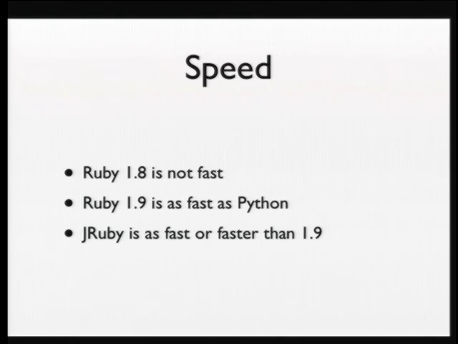Ruby 1.9, which is a bytecode-based engine, has a lot of performance improvements, and is now, by most measures, about as fast as running Python, which is at least as good. If you're used to using Python, you can get the same sort of performance out of Ruby. And JRuby is actually as fast or faster than Ruby 1.9 on most measurements, small applications, benchmarks, whatever.